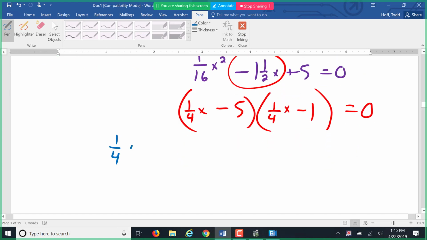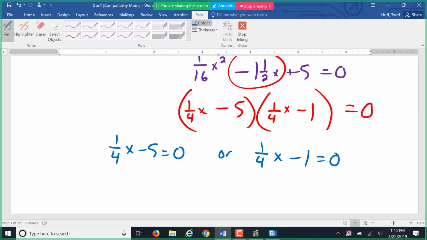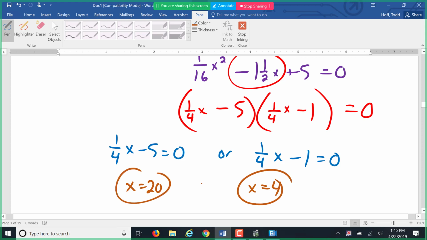So 1/4 x minus 5 equals 0, or 1/4 x minus 1 equals 0. And we solve each of them. I'm going to trust that you can solve them. This one gives us x equals 20. This one gives us x equals 4. So either x equals 20 or x equals 4.